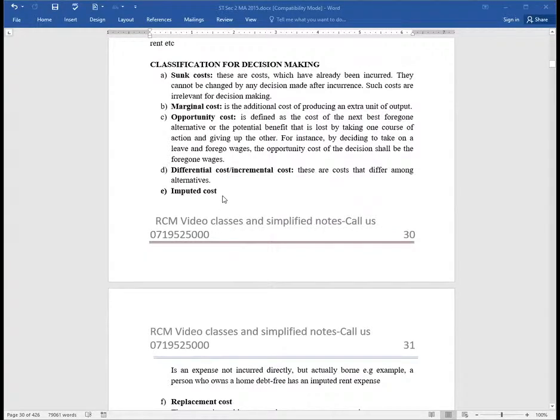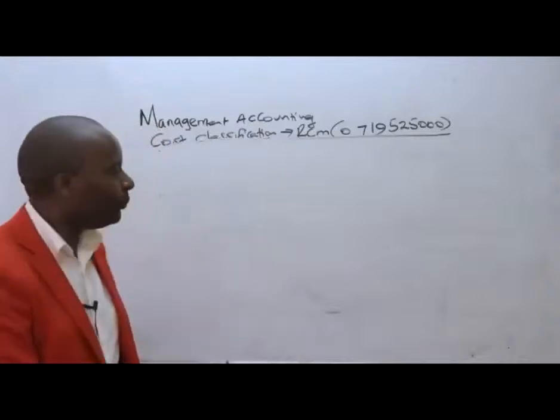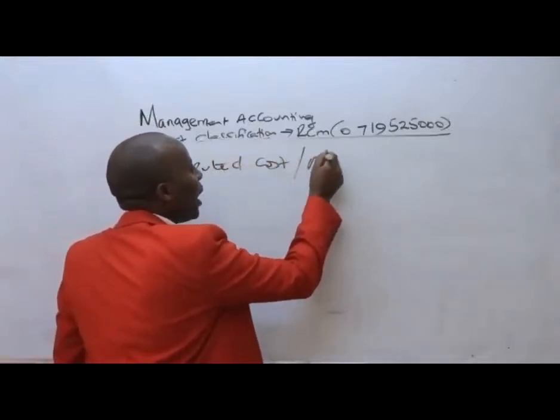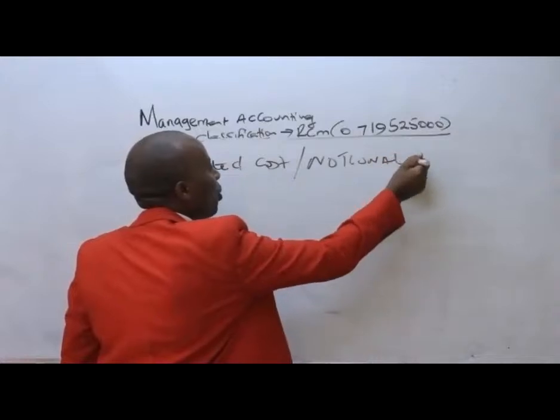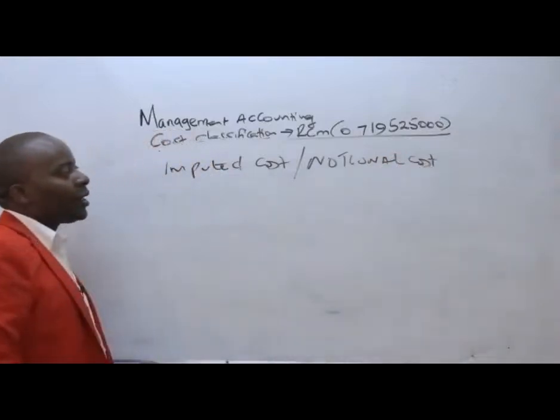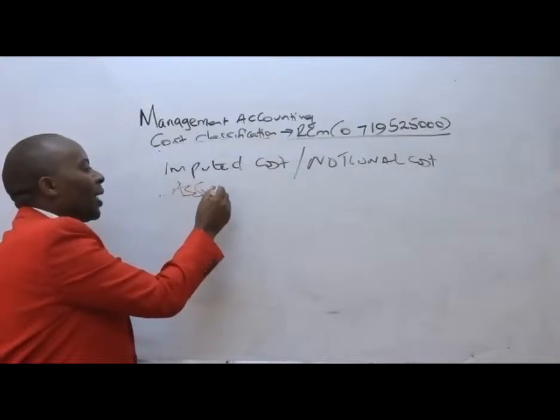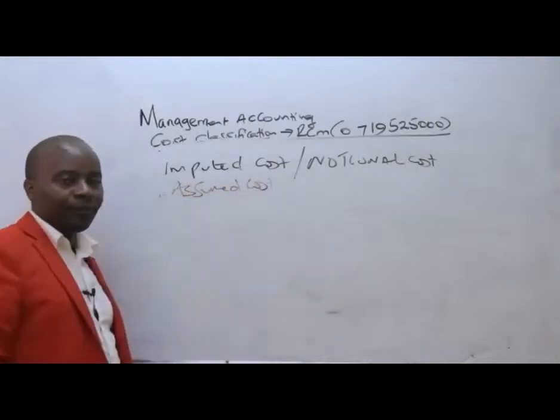Imputed is another word for notional. Imputed cost is another word for notional cost. And if it's a notional cost, ladies and gentlemen, a notional cost basically is an assumed cost.